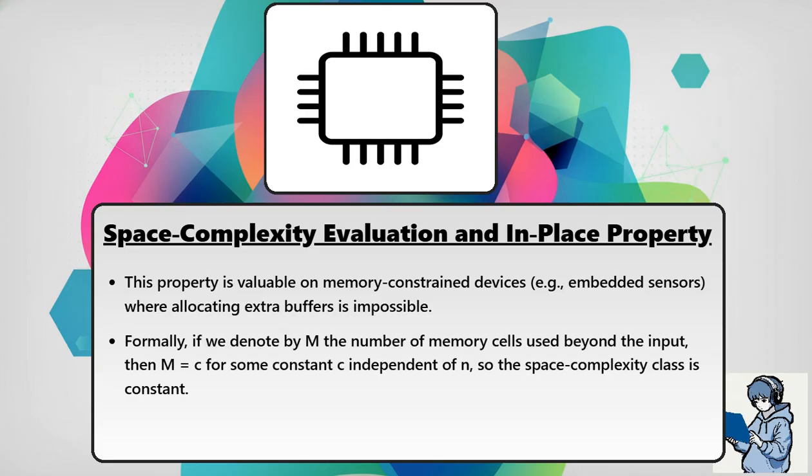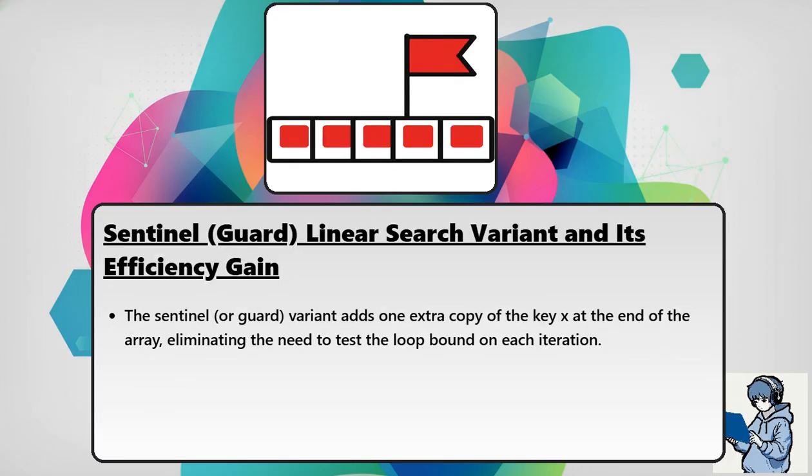Formally, if we denote by m the number of memory cells used beyond the input, then m equals c for some constant c independent of n, so the space complexity class is constant. The sentinel or guard variant adds one extra copy of the key x at the end of the array, eliminating the need to test the loop bound on each iteration.